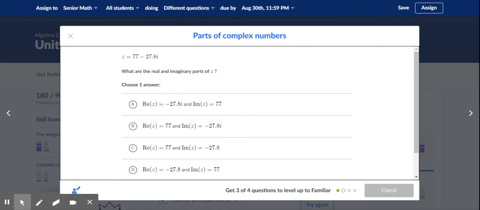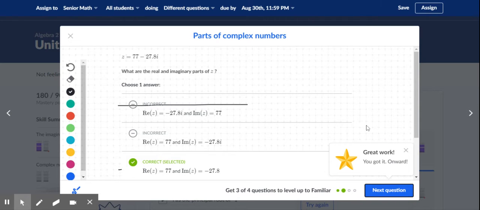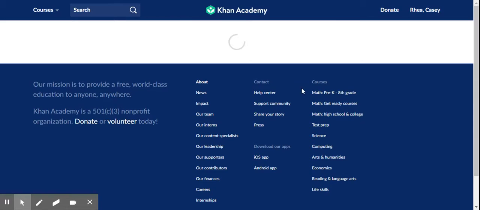Another example, what are the real and imaginary parts of z? The real part is 77. The imaginary part is negative 27.8. Not with the i, though. I almost answered it wrong. Okay, there we go. That's the parts of complex numbers.